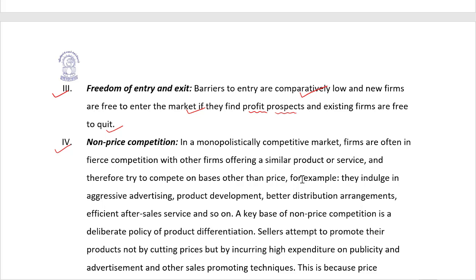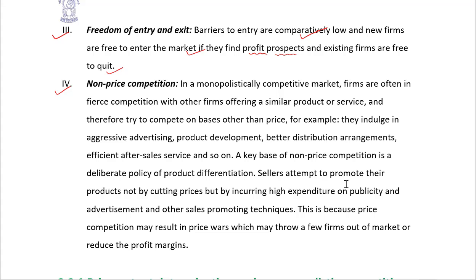Point number 4, non-price competition. In a monopolistically competitive market, firms are often in fierce competition with other firms offering a similar product or service, and therefore try to compete on a basis other than price. For example, they indulge in aggressive advertising so that the consumer associates with the product, product development, better distribution arrangements, efficient after-sale services, and so on.